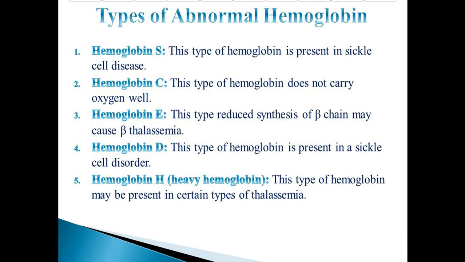Types of abnormal hemoglobin. Hemoglobin S, this type of hemoglobin is present in sickle cell disease. Hemoglobin C, this type of hemoglobin does not carry oxygen well. Hemoglobin E, this type has reduced synthesis of beta chains and may cause beta thalassemia. Hemoglobin D, this type of hemoglobin is present in sickle cell disorder. And hemoglobin H, that is heavy hemoglobin. This type of hemoglobin may be present in certain types of thalassemia. So these are the abnormal types of hemoglobin.